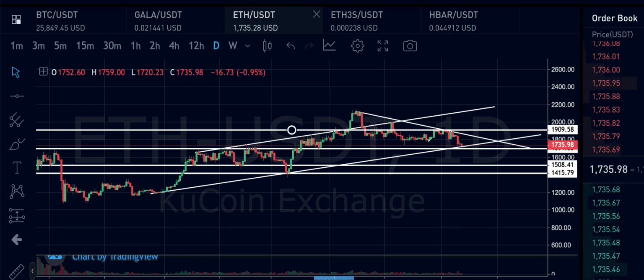This is just what I'm looking at going into the week. This is the daily chart, as you can see. We are on KuCoin, daily chart. Each candlestick is a day.